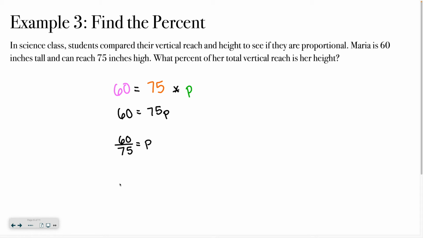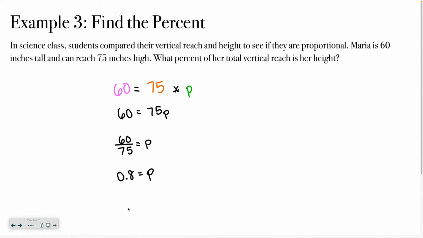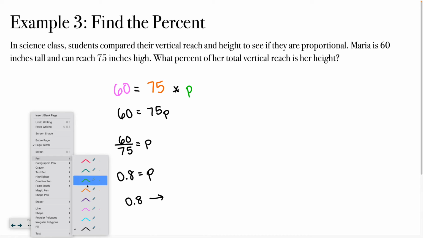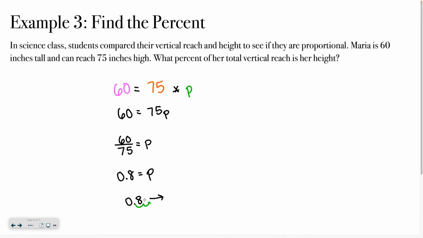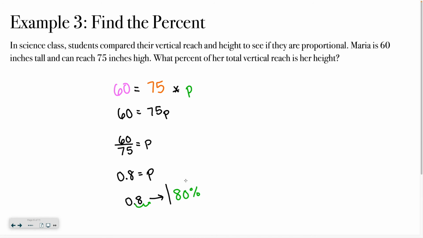We have 60 divided by 75, and if I type that into a calculator, I get 0.8 equals p. Now, I'm looking for a percent, and I have a decimal. So in order to convert this 0.8 to a percentage, I need to move that decimal 2 places to the right. So that means that my answer would be 80%. All right, so that means that Maria's height is 80% of her total vertical reach. Okay?